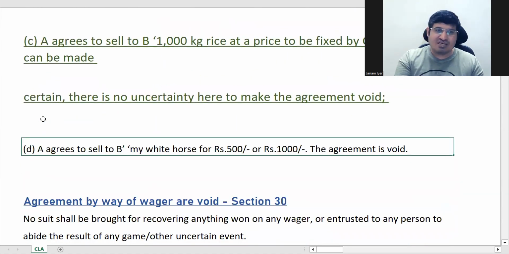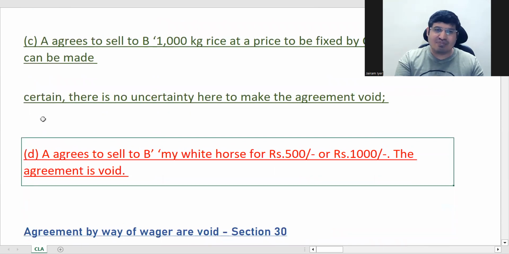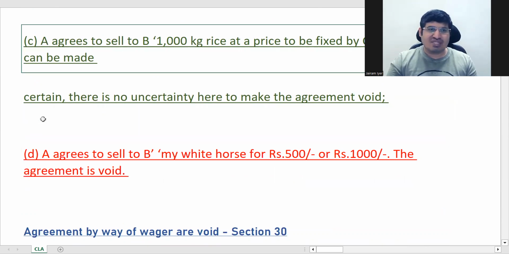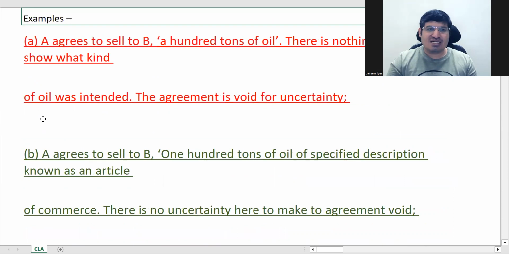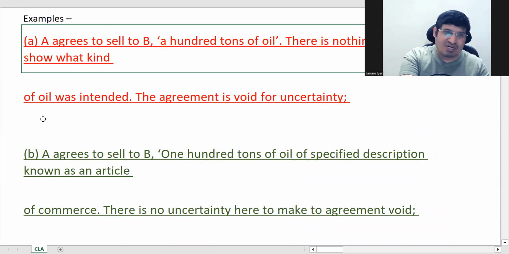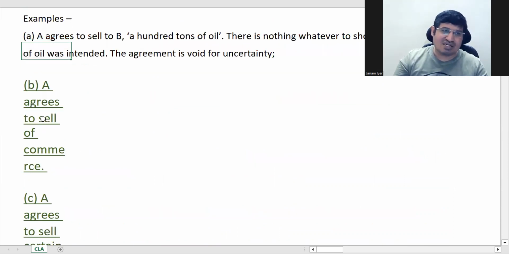A agrees to sell B my white horse for 500 or 1000. Now this cannot happen, right? You cannot say 500 or 1000. That is void for uncertainty. Uncertainty is something where whatever is written is not specific, it's not clear. That becomes void for uncertainty.